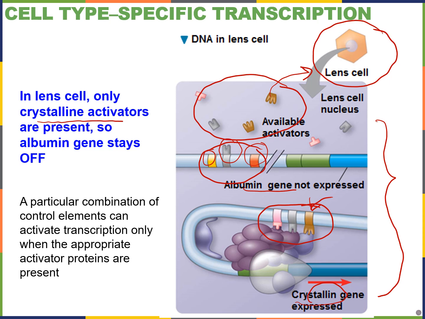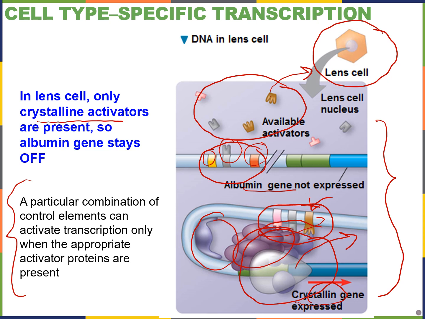So the activators bind to the enhancer region and those distal control elements. I have my DNA bending protein, my mediator proteins, and the activator proteins interact with the transcription factors to promote gene expression of the crystallin gene. So this tells me that there's a particular combination of control elements that can activate transcription, but only when the correct or appropriate activator proteins are present in the cell. So it's the activator proteins that determine which genes will be expressed, and activator proteins are specific to cell type.